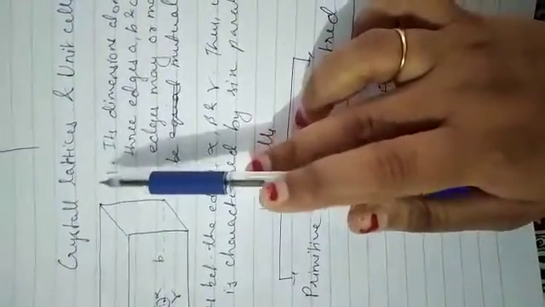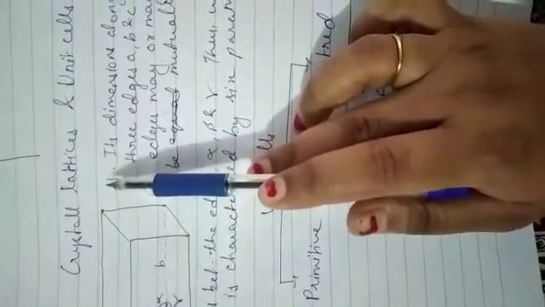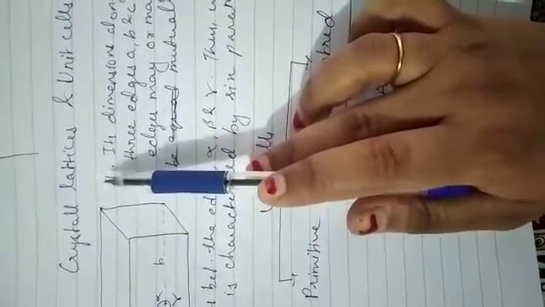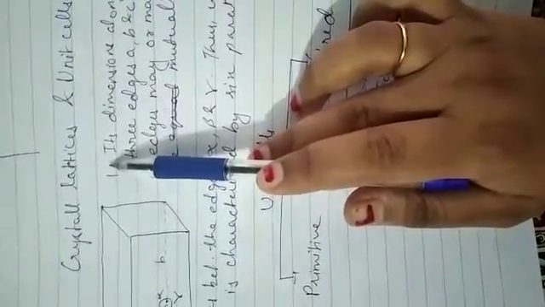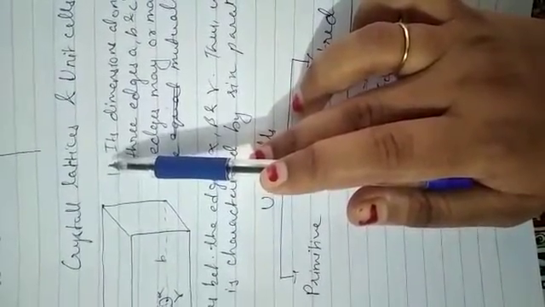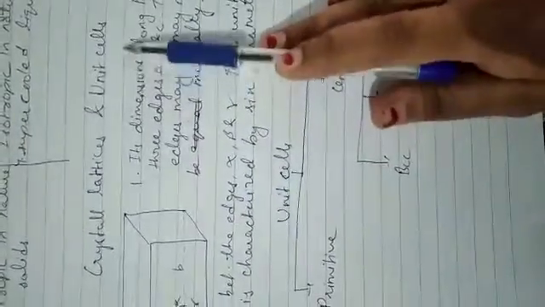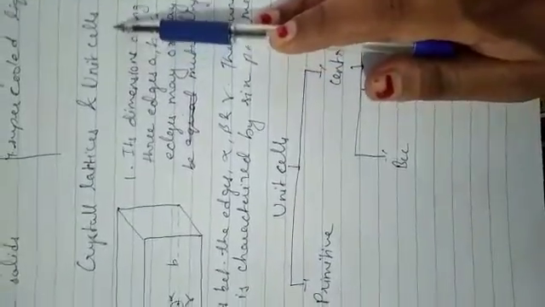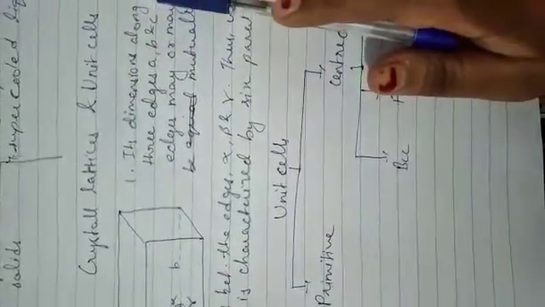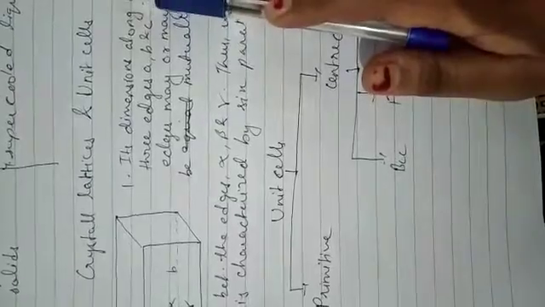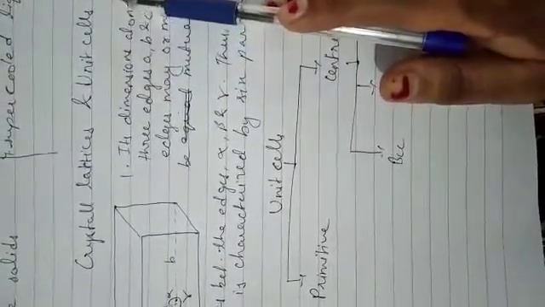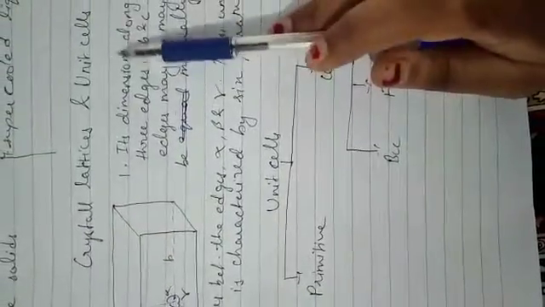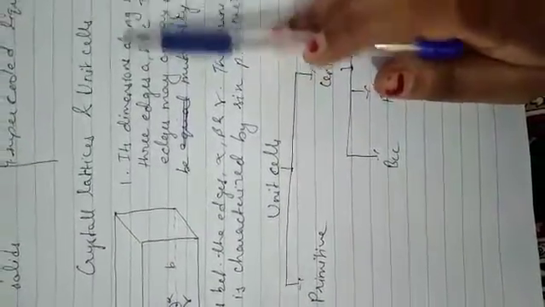Okay, so basically the crystal lattice is a regular three-dimensional arrangement of points in space, and the unit cell is a part of it. So basically a unit cell is the smallest portion of a crystal lattice, which when repeated in different directions generates the entire lattice. Okay, so the properties or characteristics of a unit cell are the following.